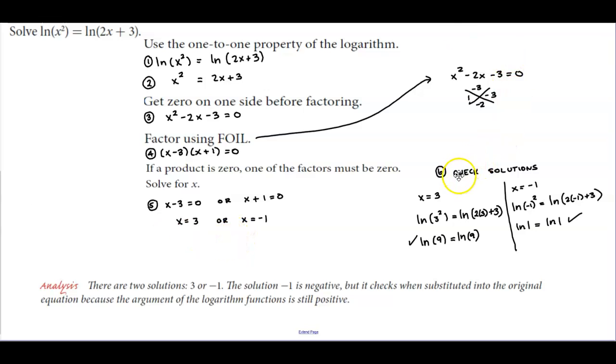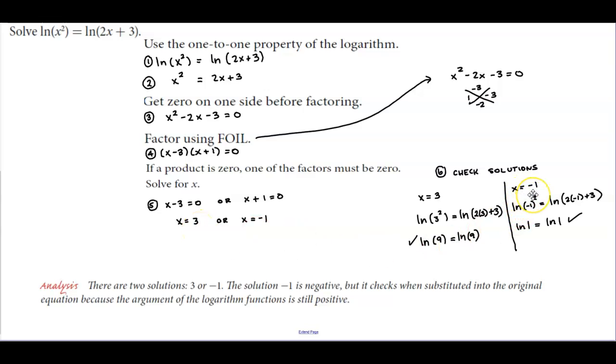So if you look over here at step 6, we're going to check our solutions. One of them was x equals 3, and we're going to plug it into the original equation. So we have the natural log of 3 squared, which is equal to the natural log of 2 times 3 plus 3. Well, 3 squared is 9, so we have the natural log of 9 on this side. 2 times 3 is 6 plus 3 is 9. So we have the natural log of 9. So we know that x equals 3 is a solution.